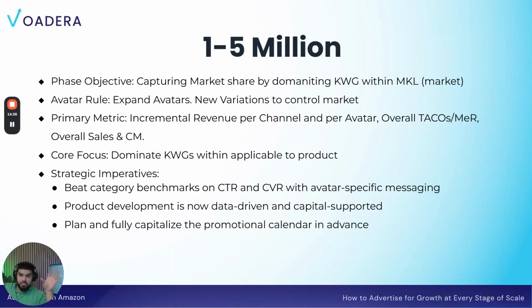You're looking at how much that new channel avatar is adding for you. Overall TACoS goals or MER, marketing efficiency ratio, same thing flipped basically. Dominated keyword groups applicable to products. So anything that your product can serve. So an iPhone, it can serve people looking to take pictures, serve people looking to make phone calls.